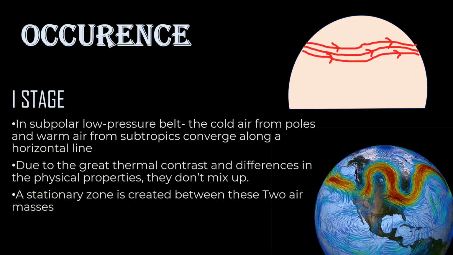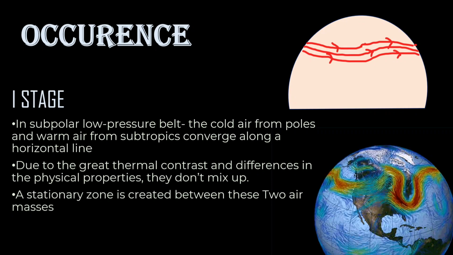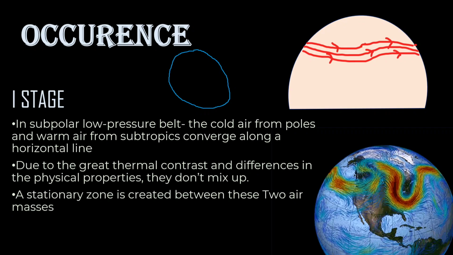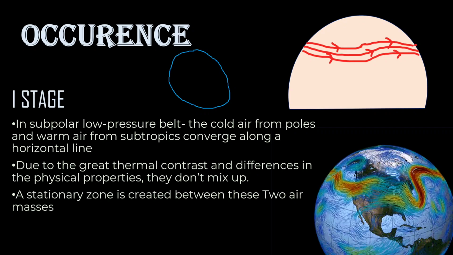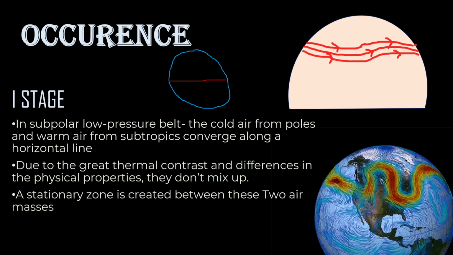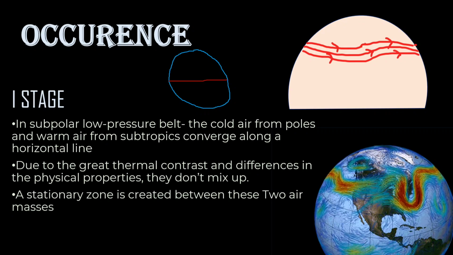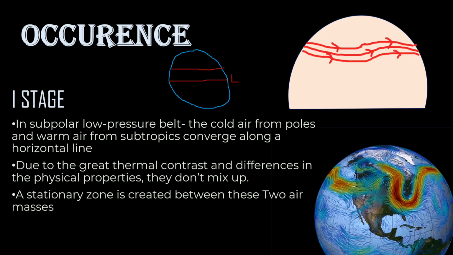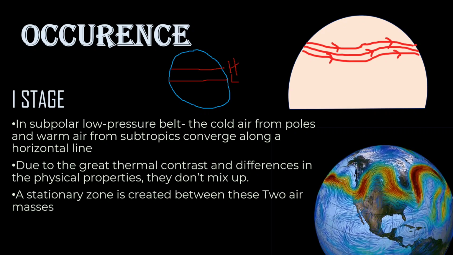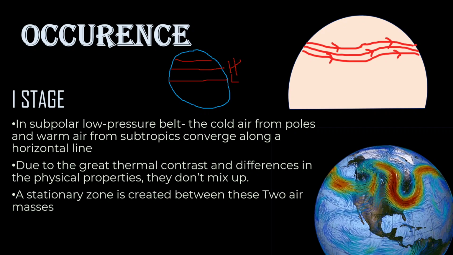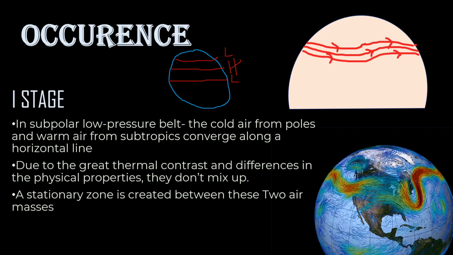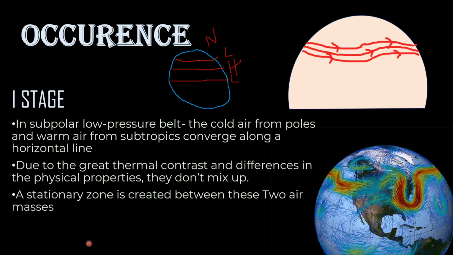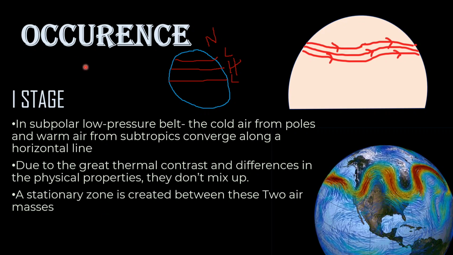So how are these jet streams formed? Here is the first stage of jet stream formation. Here on our Earth, there are imaginary lines. That means the equatorial low pressure belt. Right, it is the equatorial low pressure belt. Then here is the subtropical high pressure belt. And here is the subpolar low pressure belt in the northern hemisphere.